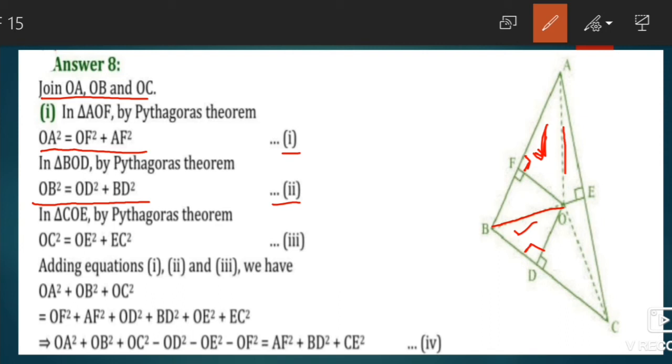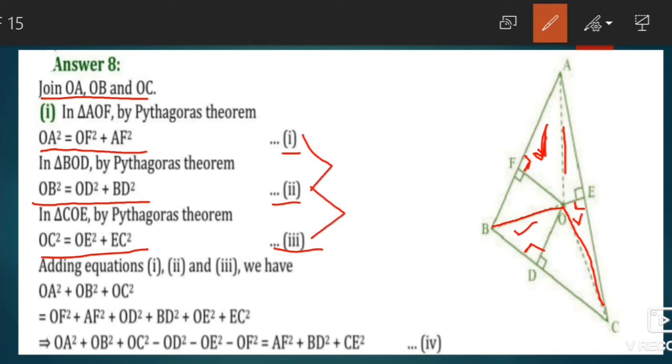Now if you take COE triangle, again this angle is 90 degrees as OE is perpendicular to AC, given. Okay, and now OC is the hypotenuse. So you can write OC square is equal to OE square plus CE square by Pythagoras theorem. Mark this one as equation number 3. Now add these equation number 1, 2 and 3.